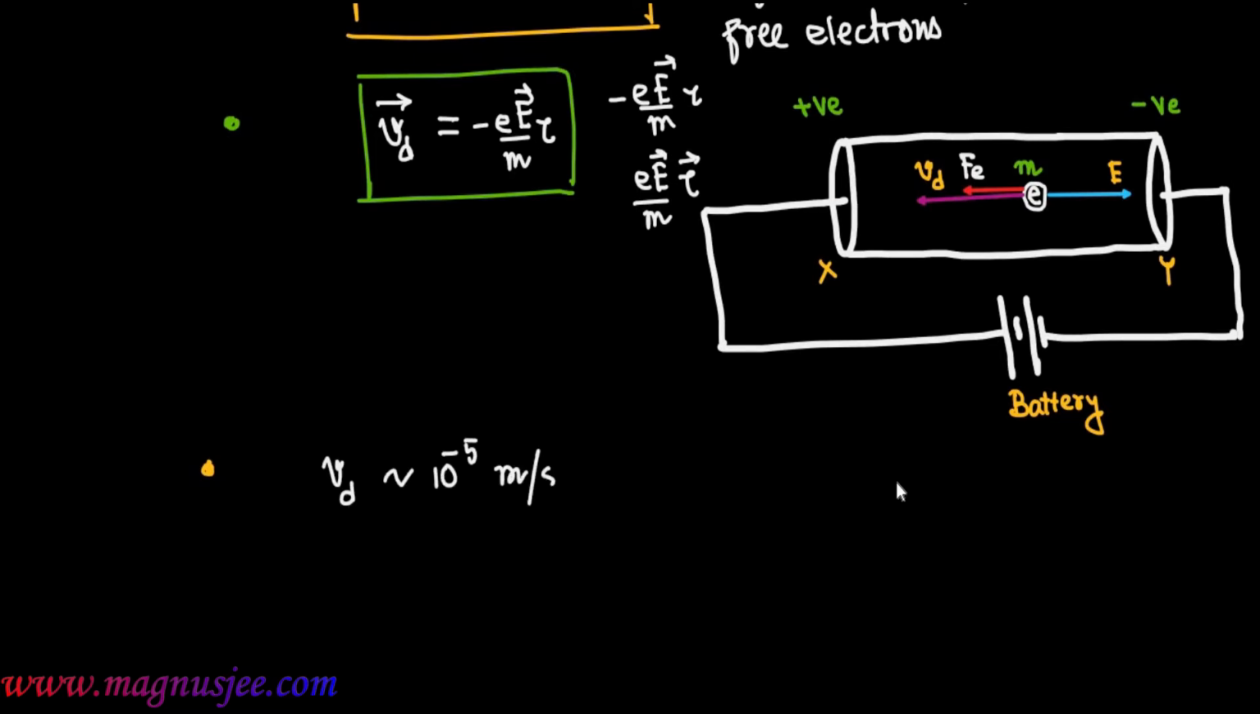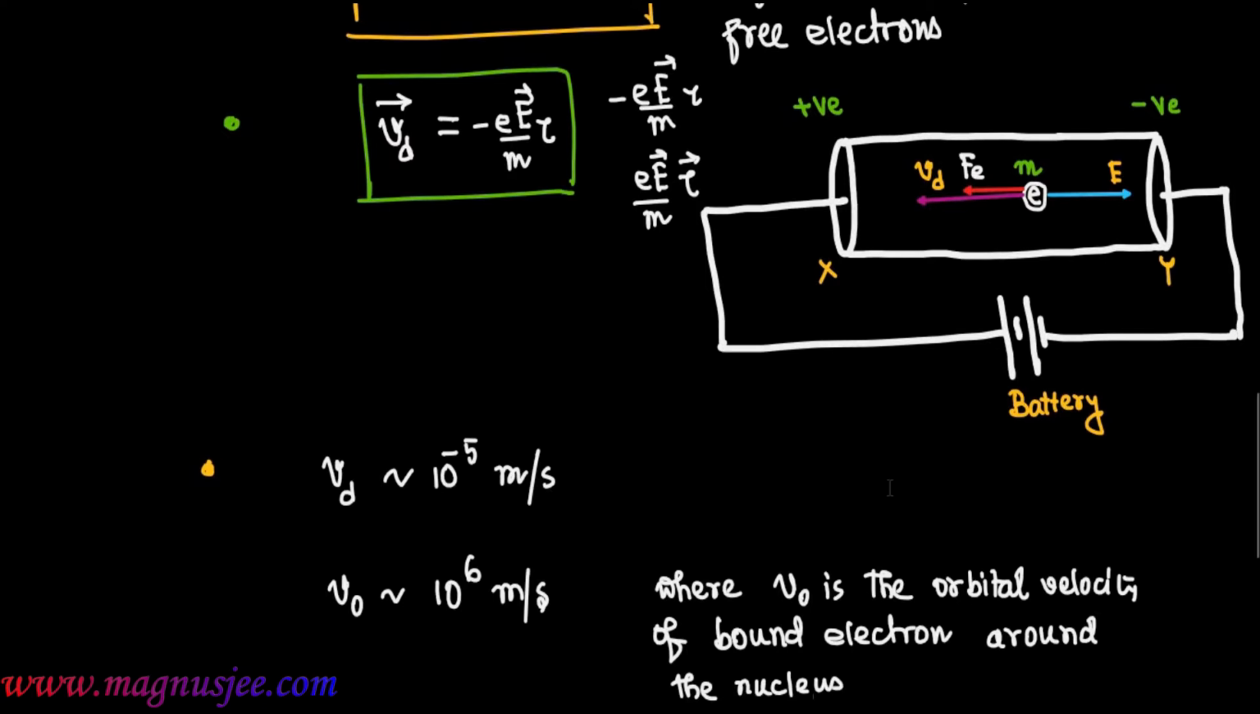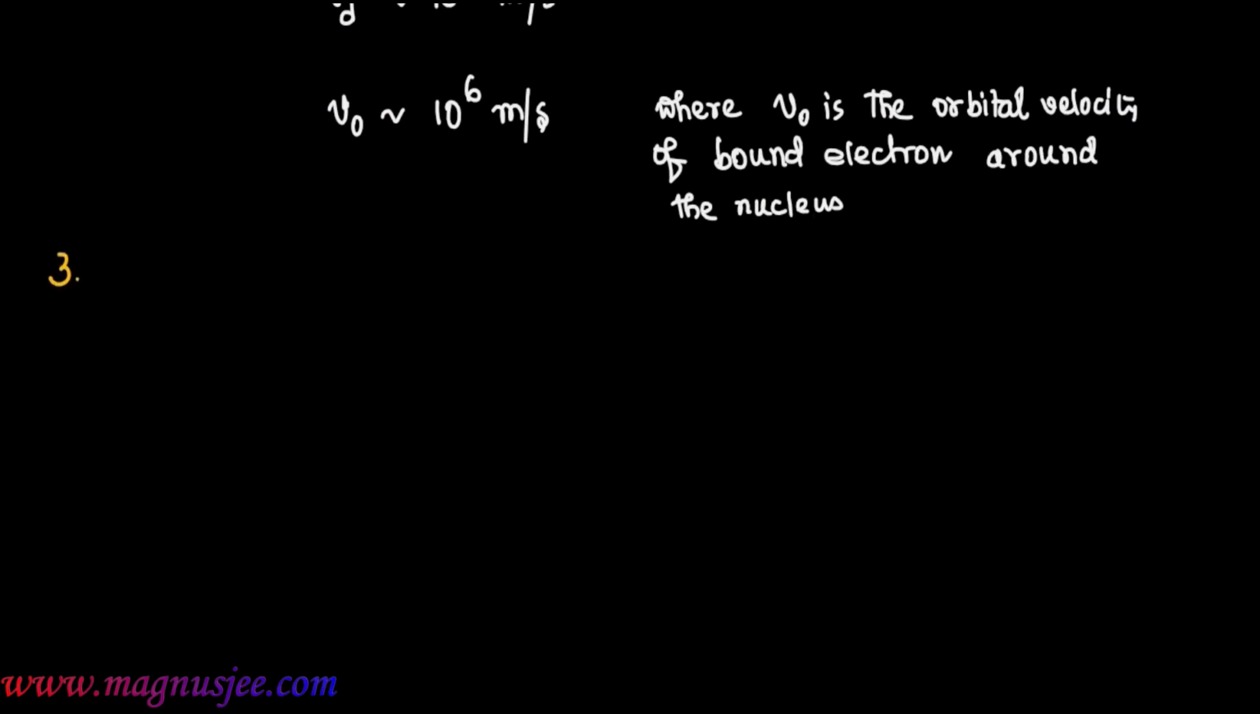Vd is of the order of 10 to the power minus 5 meter per second. And the orbital velocity of an electron revolving around the nucleus is of the order of 10 to the power 6 meter per second, where V0 is the orbital velocity of a bound electron revolving around the nucleus of an atom. Vd, the drift velocity, is of the order of 10 to the power minus 5 meter per second, but the orbital velocity V naught is of the order of 10 to the power 6 meter per second.